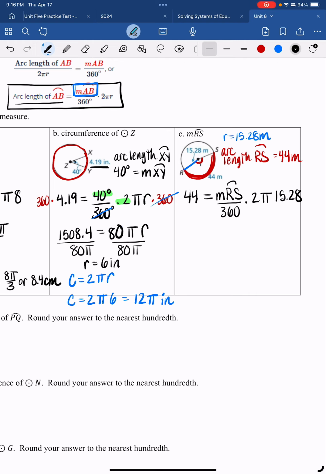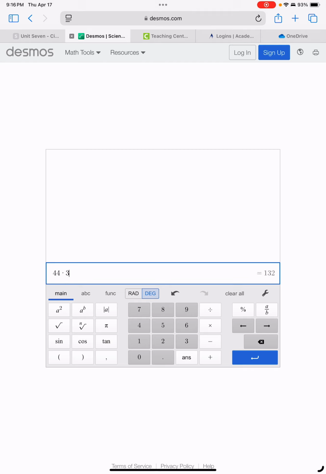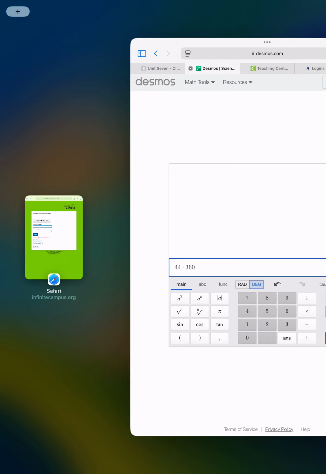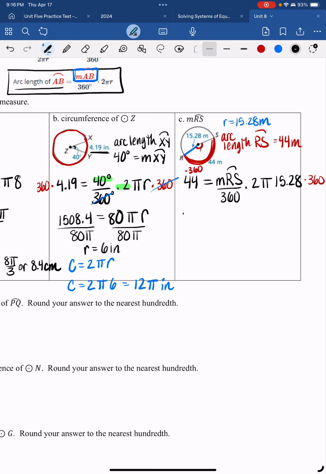First thing we can do, because we usually don't like to work with fractions, is we can multiply both sides by 360 to clear the fraction. So we're working on 44 times 360 using our calculators. It's going to give us 15,840. 15,840 is going to be equal to, and just a heads up, like we were going to divide and multiply, so those 360s are not here anymore.